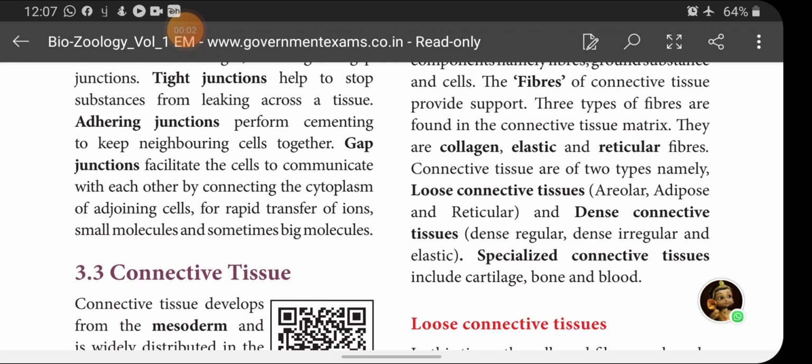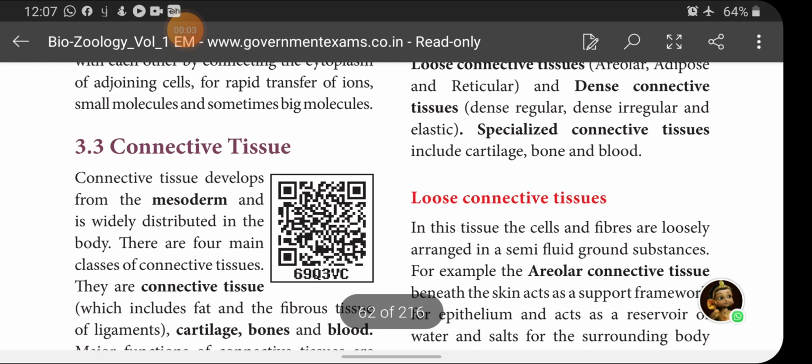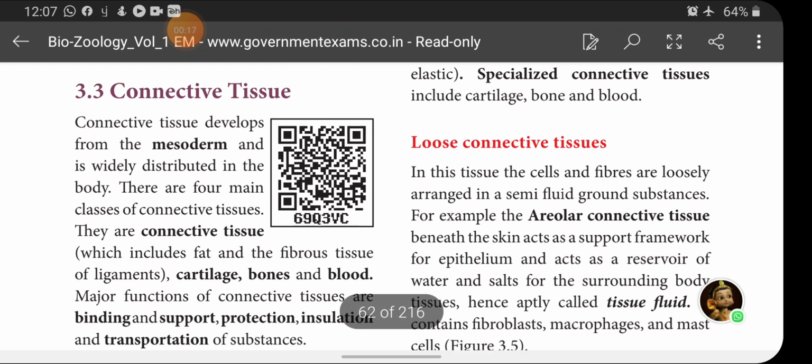Good morning, children. Today I am going to start with connective tissue. In our last class, we discussed epithelial tissue and its various types. Now we are starting with connective tissue.